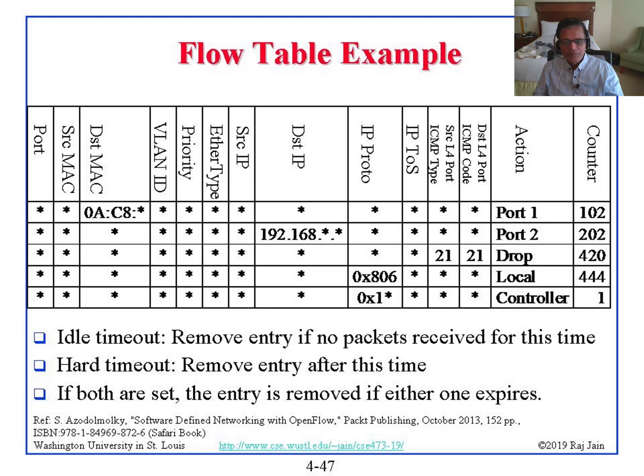The second line says it doesn't matter what these fields are, but if the destination IP begins with 192.168, then send it to interface 2, and counter number 202 goes up. The third line says it doesn't matter what all of these fields are, except if the L4 port is 21, source and destination both, then you drop the packet and count 420, and so on. The routers keep matching serially, and as soon as one matches, they take the action.